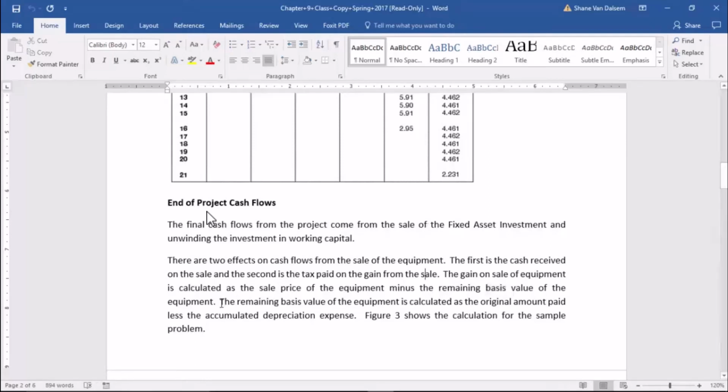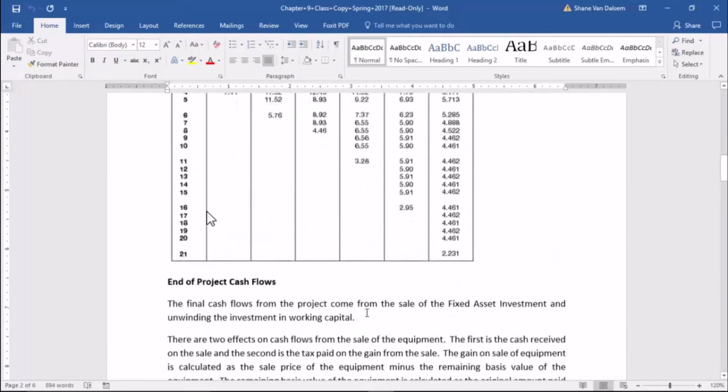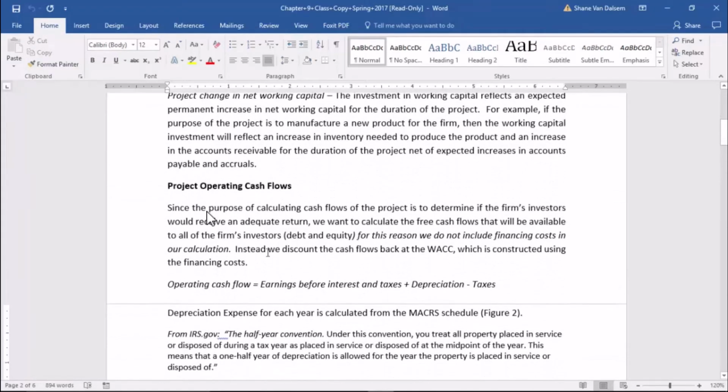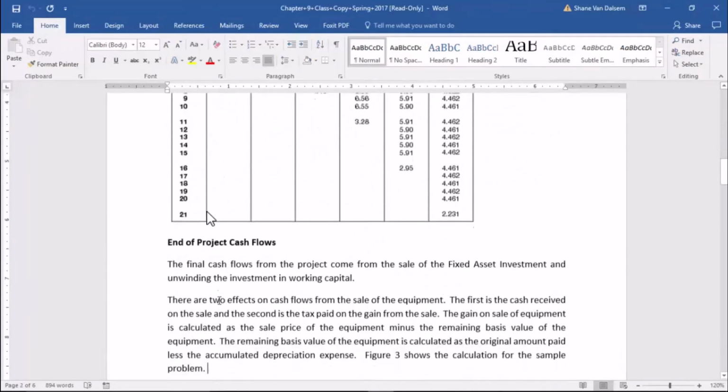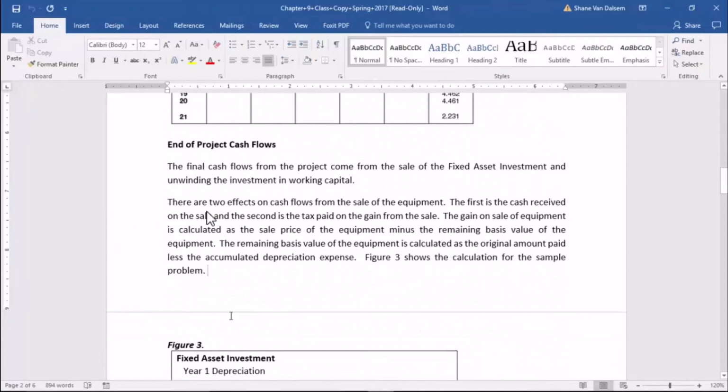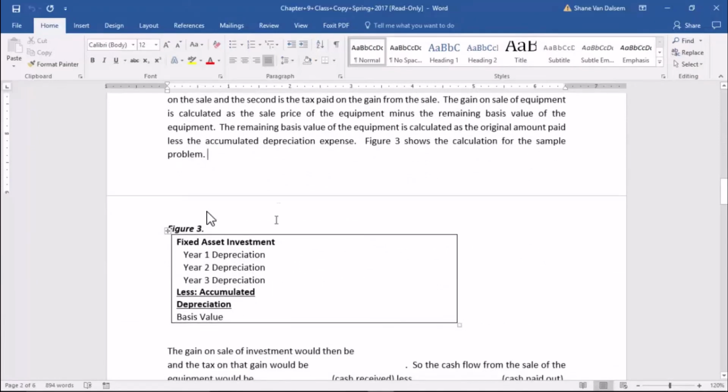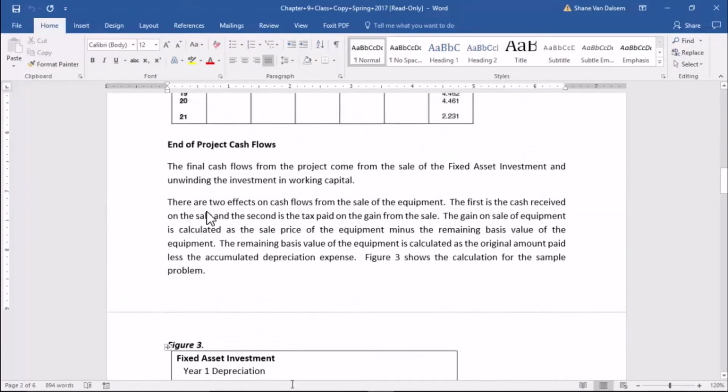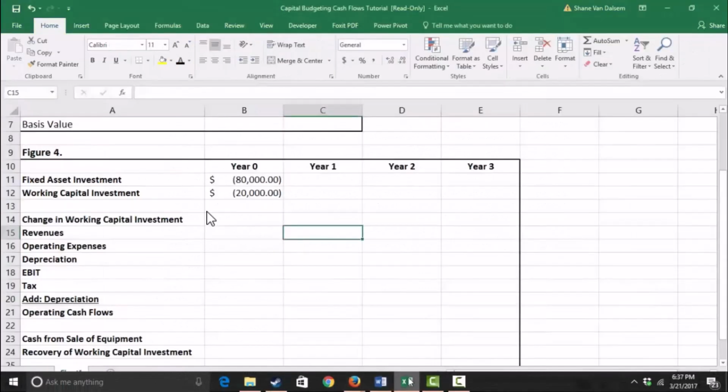So the remaining basis value of the equipment is calculated as the original amount paid less the accumulated depreciation expense. So we'll work through that here in a minute. Figure 3 shows the calculation for the sample problem. So let's go to our spreadsheet. What we're going to do now is put in the project operating cash flows, and then we're going to put in, to this point, the end of project cash flows. We're going to work through figure 3 here after we get our project cash flows in.